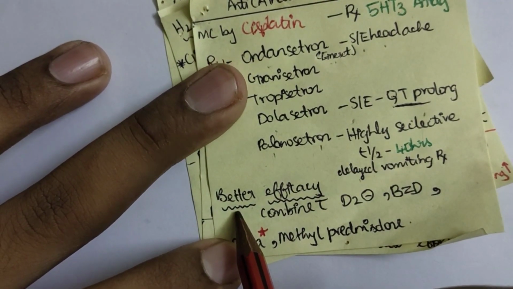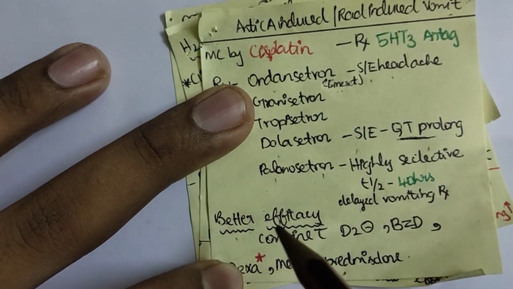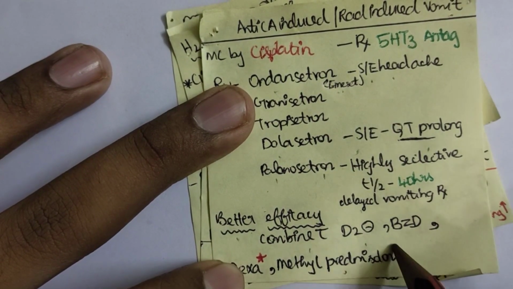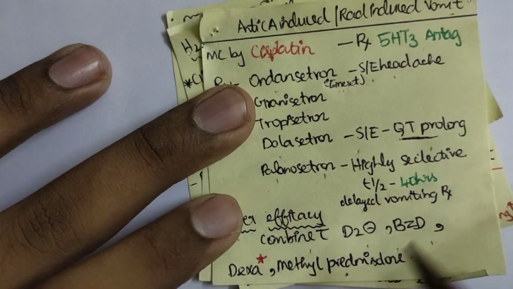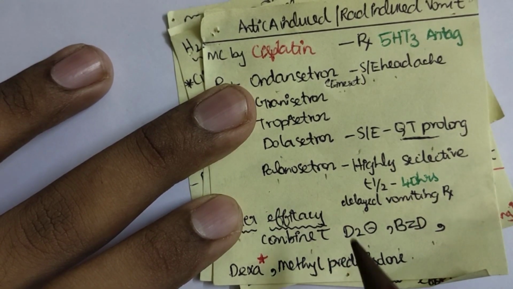So better efficacy for the anti-cancerous drug induced vomiting is to combine these drugs with D2 blocker or benzodiazepine, or add some steroids like dexamethasone or methylprednisolone.